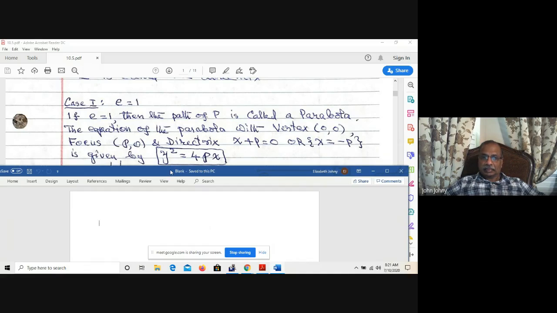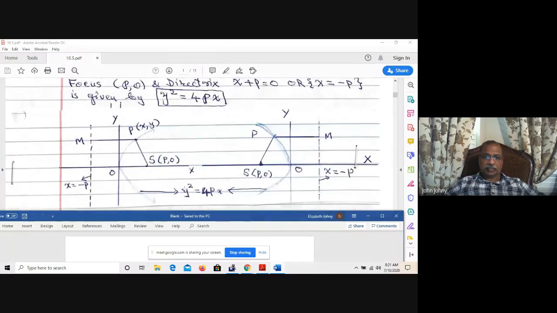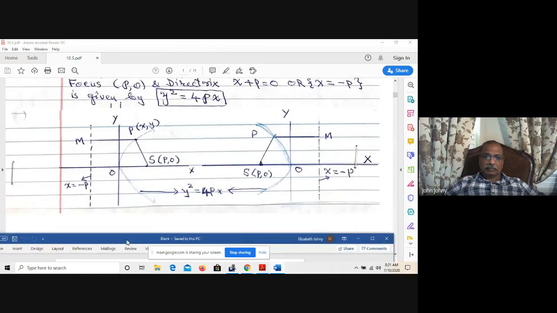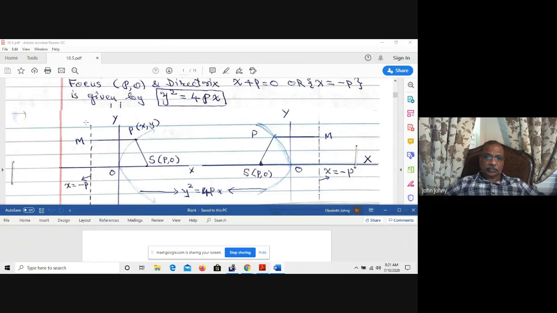So y square is equal to 4px represents a parabola whose vertex is 0, 0, focus is p, 0, axis is the x-axis, and directrix is x is equal to negative p. There are two cases. The first case is p is positive, and the second case is p is negative. So this is the situation where p is positive. The graph will be like this, and the directrix is here, and the focus is here. This is the case where p is negative. If it is negative, the parabola is concave to the left. If it is positive, the parabola is concave to the right, and the axis is the x-axis.